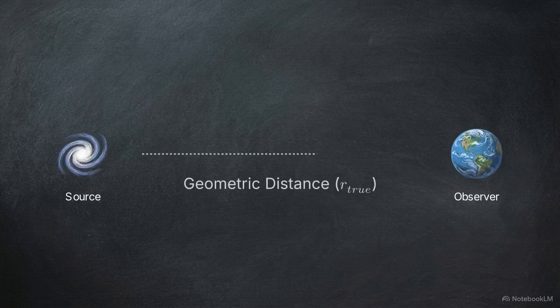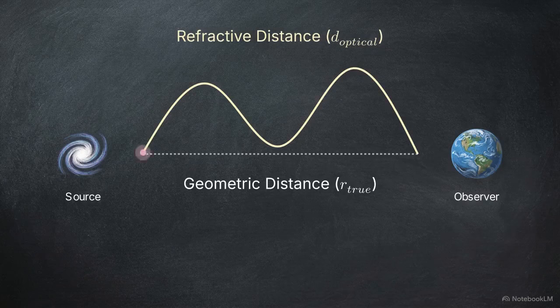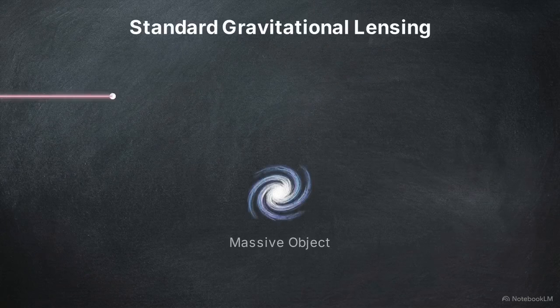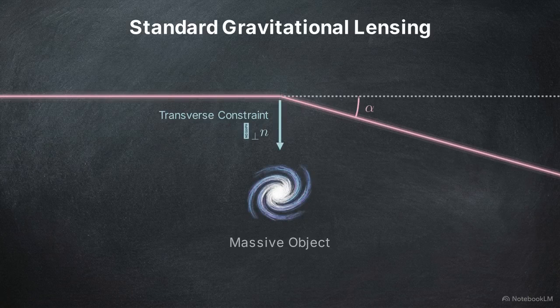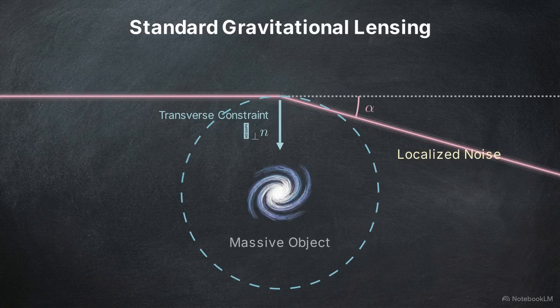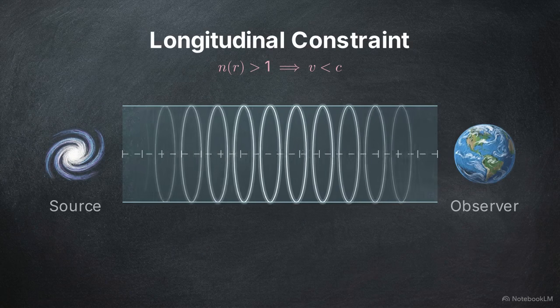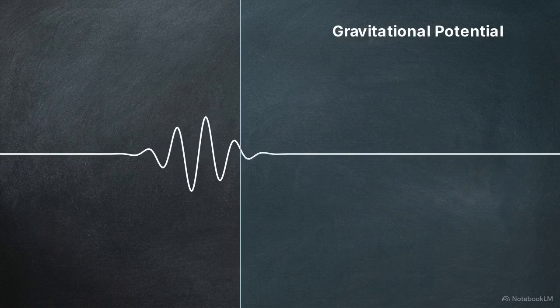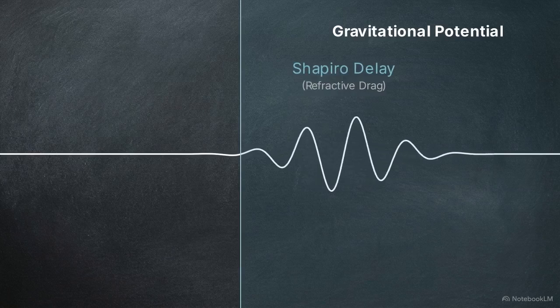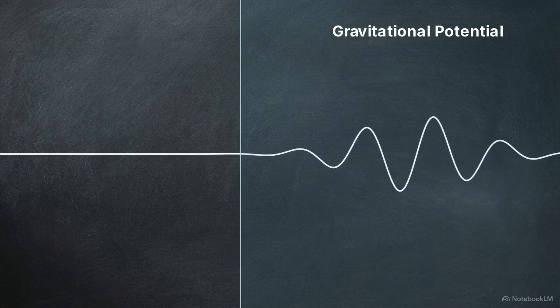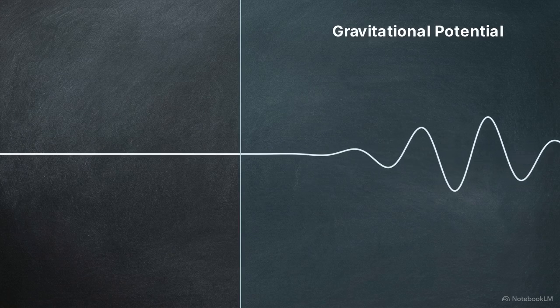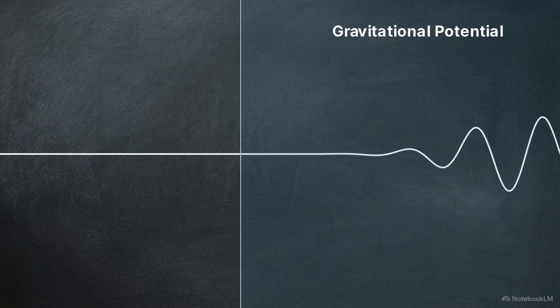Signals from the early universe follow these refractive laws, which redefines our calculation of spatial distance. Current models only apply lensing transversely, treating it as localized noise when light passes near a massive object. Refractive cosmology introduces a longitudinal constraint, applying the optical metric along the entire line of sight. Fermat's principle dictates that light following an index greater than 1 will experience a continuous Shapiro delay. A Shapiro delay is the slowing of a light signal as it moves through a gravitational potential.